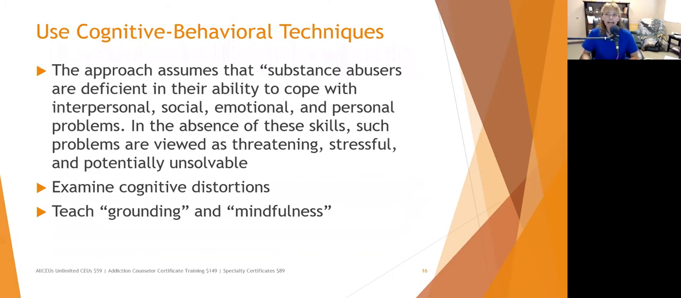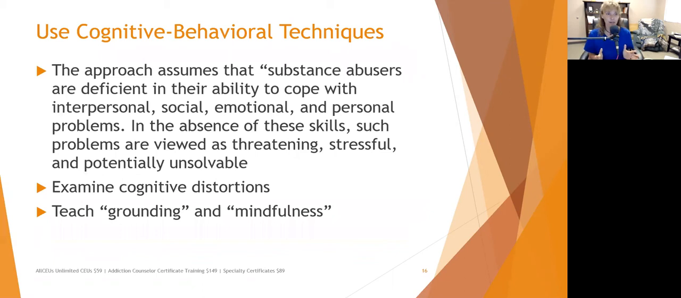Use cognitive behavioral techniques. Well, we're familiar with those, but what's the point? Well, cognitive behavioral assumes that substance abusers and people with co-occurring disorders may be deficient in their ability to cope with interpersonal, social, emotional, and personal problems. Now, that sounds really ugly, but basically we're saying the person doesn't have effective skills to deal with life on life's terms. That's like trying to screw in a screw with a butter knife instead of a screwdriver.